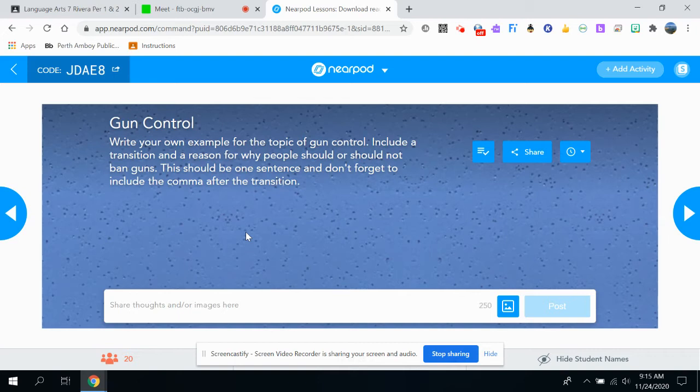Write your own example. It should be a transition and a reason. It should be one sentence. Have a comma after the transition. Make sure you are doing this correctly.